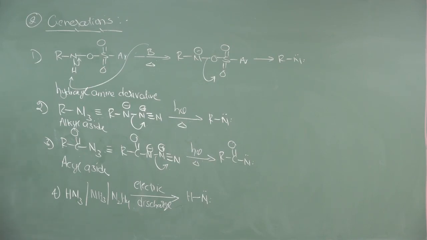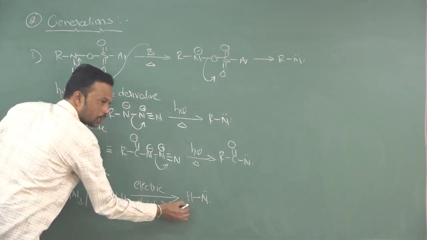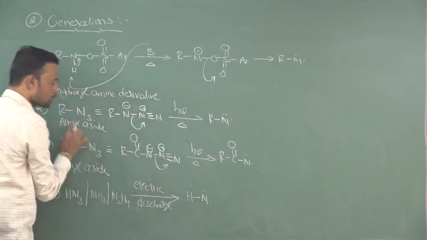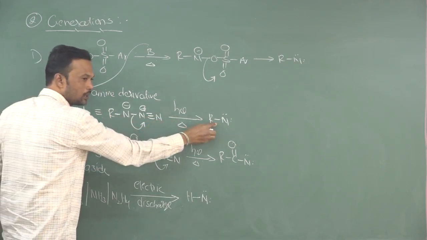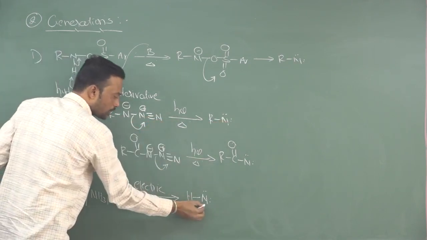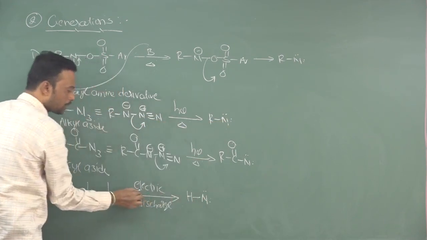Electric discharge is responsible to give nitrene which carries hydrogen. So in this method it is not possible. Alkyl azides, if you make a direct photolysis, you will get only alkyl nitrene. If you want to get a nitrene which carries hydrogen, only electric discharge is the best method.